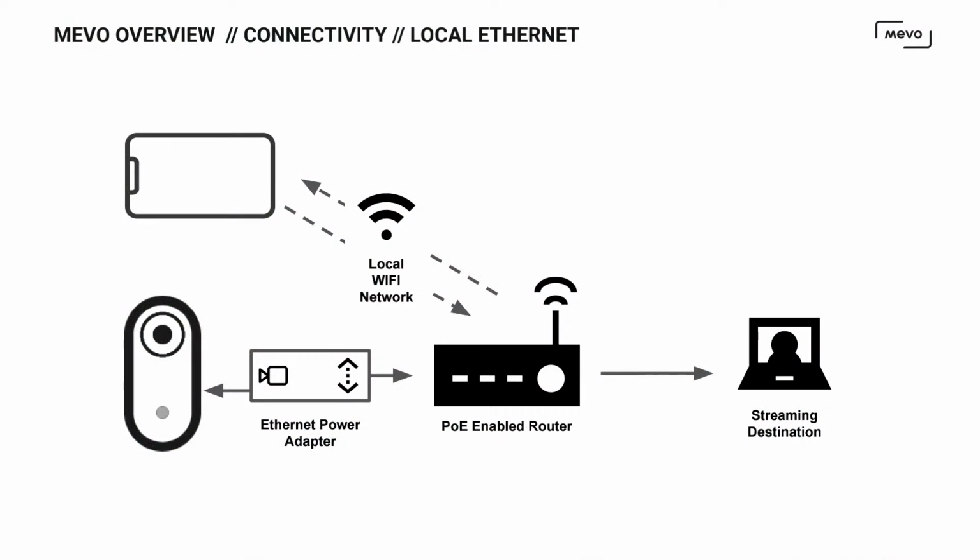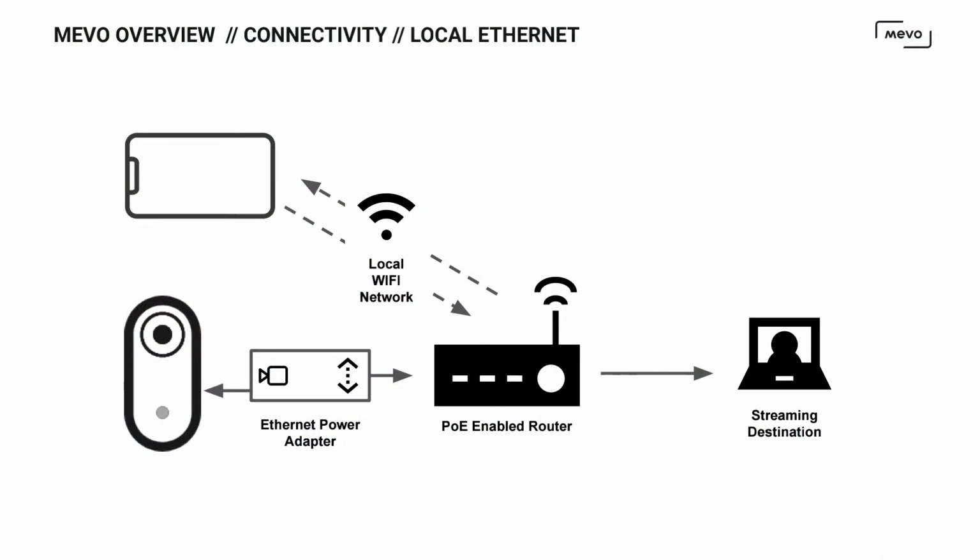Now, Ethernet is going to help with that signal. You're going to have a lot less data packet loss, which is wonderful for your streams, but you still need to make sure you have a sufficient upload speed. Now, one thing you need to look at when you're looking at Ethernet is the Ethernet power adapter.